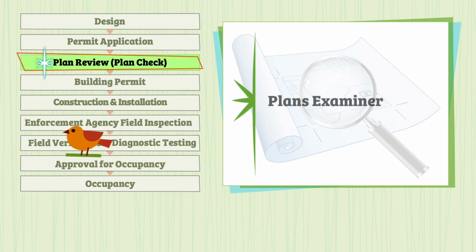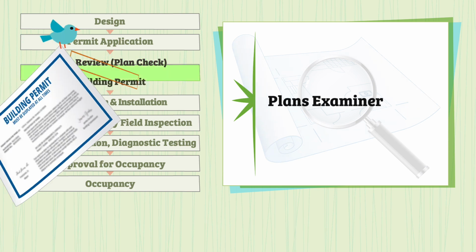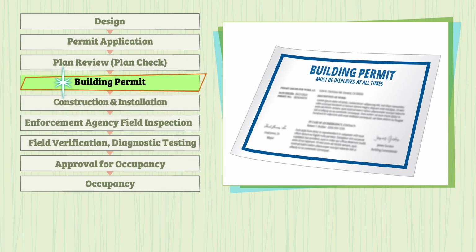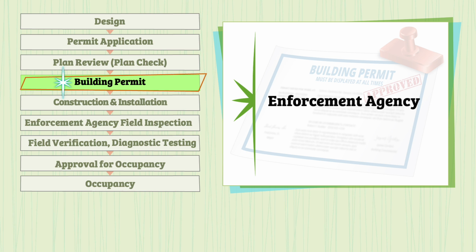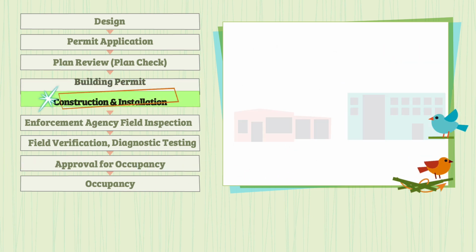In this phase, a plans examiner reviews all submitted project documentation and ensures that the construction plans and details match what's documented on the compliance forms. Once the plans examiner has approved the project's plans and specifications, the building permit can be issued by the enforcement agency. This is a significant milestone, as work can now begin.